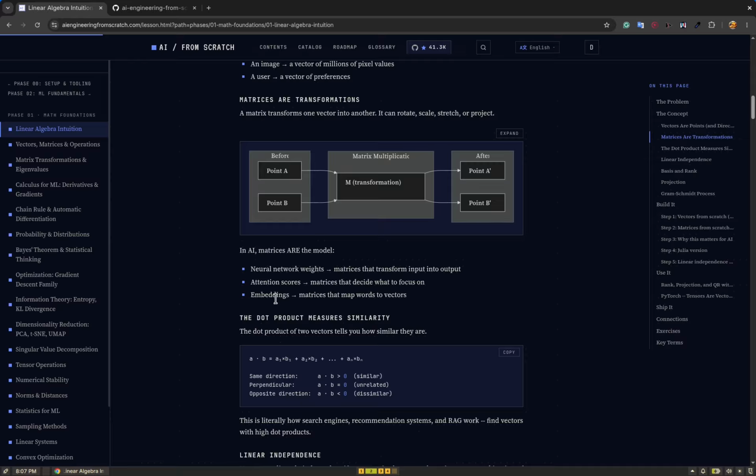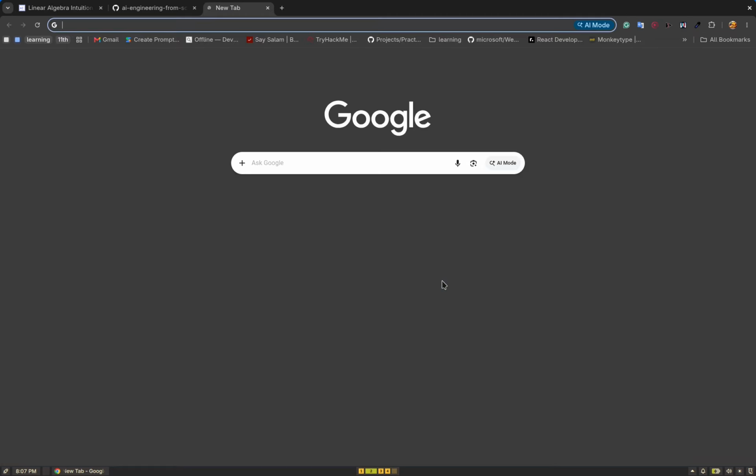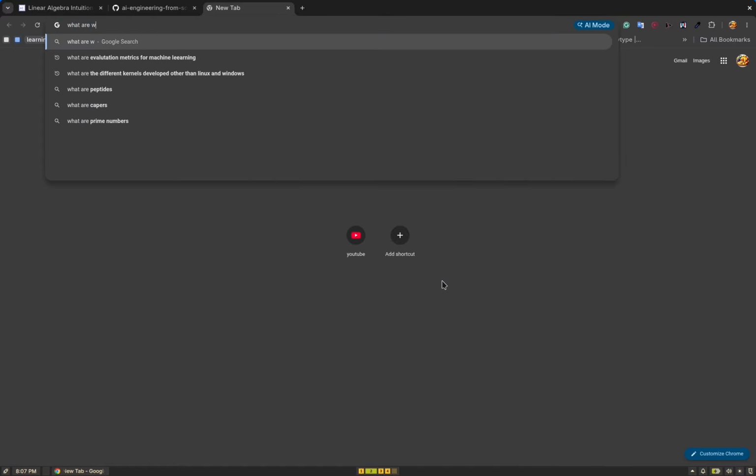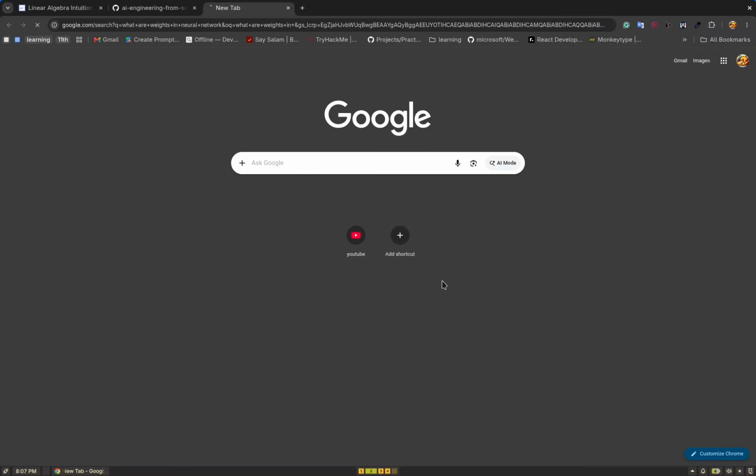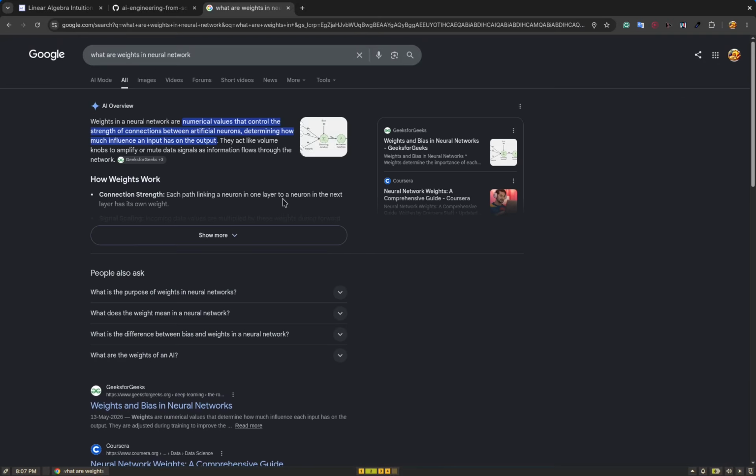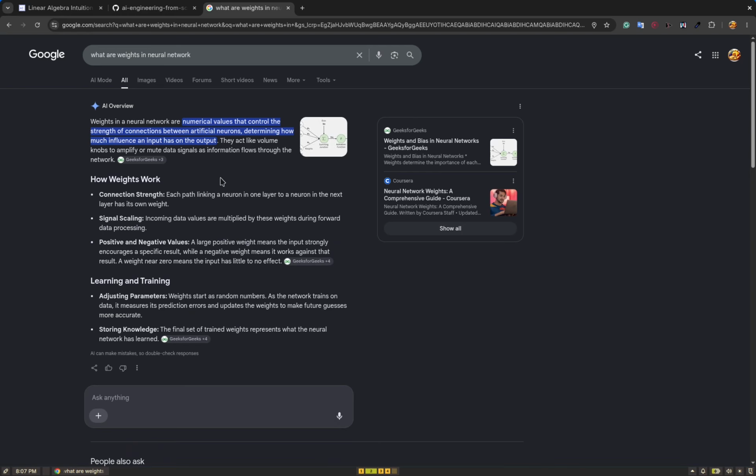So I have embeddings. I know it's just a vector that represents a word in a space. And attention scores are matrices that decide what to focus on. Neural network weights are matrices that transform input into output. So a weight is essentially something that transforms the input into an output. Let me look it up even more. What are weights in neural networks? Okay. Numerical values that control the strength of connection between artificial units, determining how much influence an input has on the output. They act like volume knobs to amplify or mute data signals.